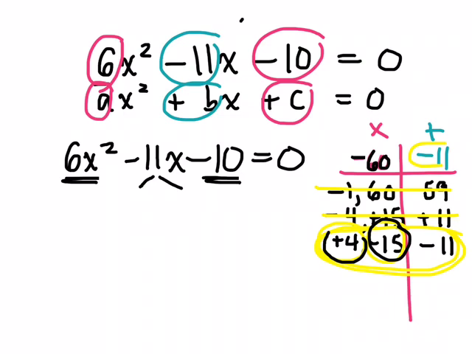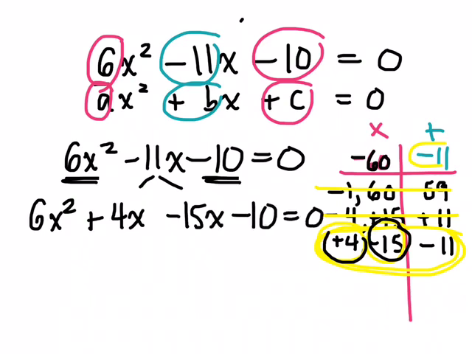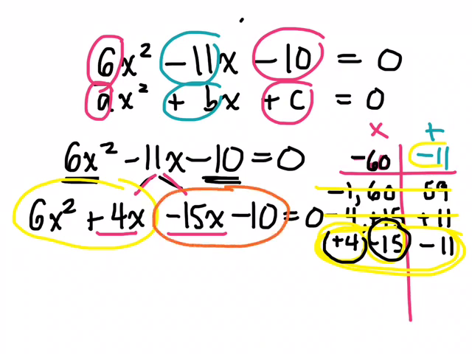Okay, so I'm decomposing this, so it's going to become 6x squared plus 4x minus 15x, and then I have my minus 10. All you are doing here is splitting up the negative 11x into positive 4x and negative 15x, because I know that will give me negative 11x. I'm just rewriting this. Okay, see what I'm doing here? Now I can find the greatest common factors of this part of my equation, and then I can find the greatest common factors of this part of my equation.